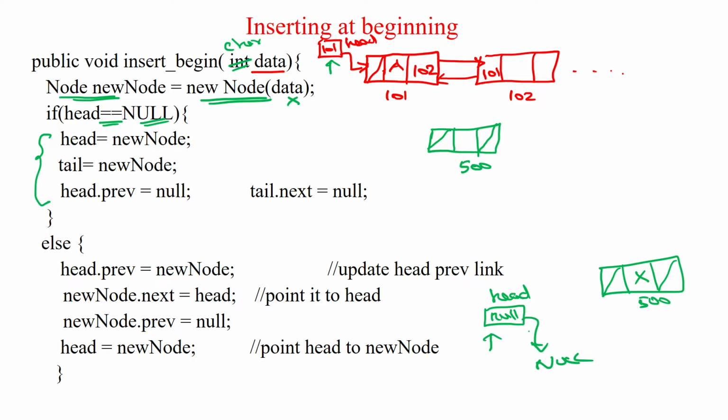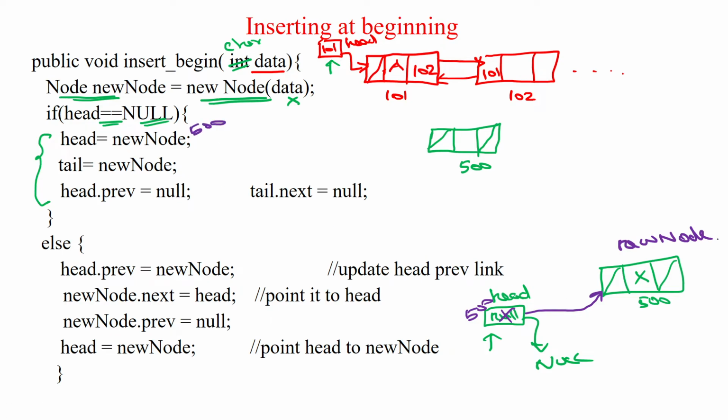So what I have to make is, the new node will become the head when I am inserting this new node. When I am inserting this new node into the empty list, then this head pointer should point to this new node. So now the address will be overwritten as 500. So now the new node is becoming the head.